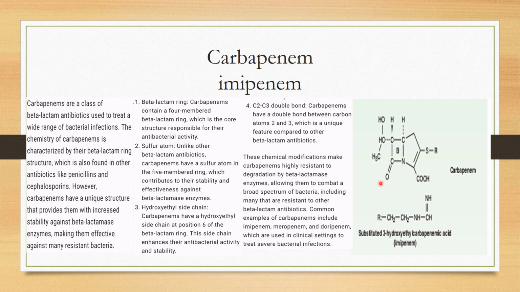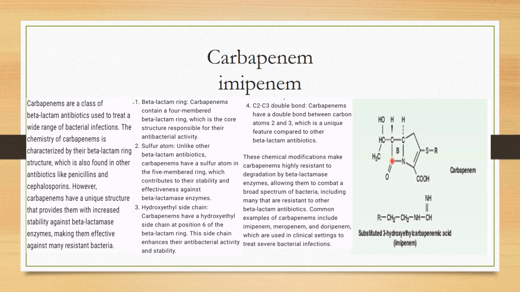This is the basic structure of carbapenem. Like all the beta-lactams, it also contains a beta-lactam ring. You know that the beta-lactam ring consists of 3 carbon atoms and 1 nitrogen atom. So this ring B is a beta-lactam ring, and it is the characteristic of beta-lactams.